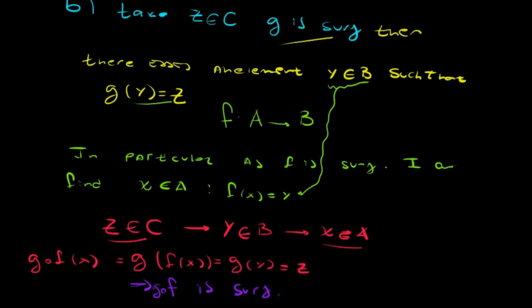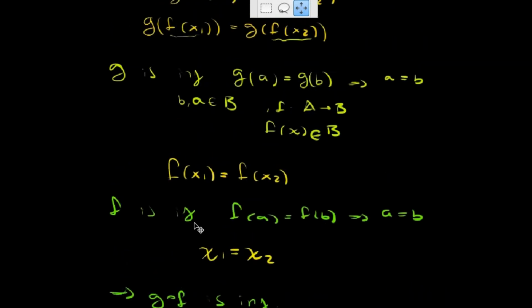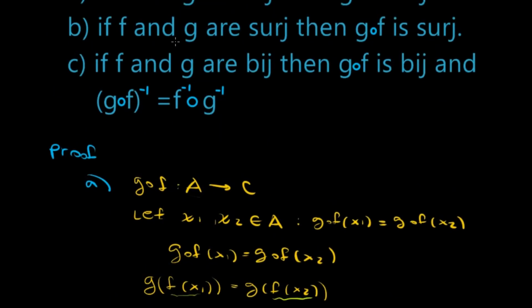Okay, let's now read the last property we want to prove. Here we have two proofs. The first is that if f and g are bijective, then the composition is bijective. And then we have to prove how inverses work with the composition. Okay, let's go ahead and prove this.